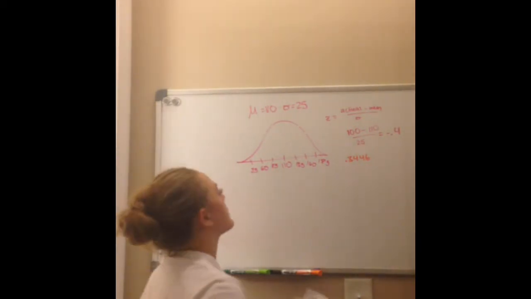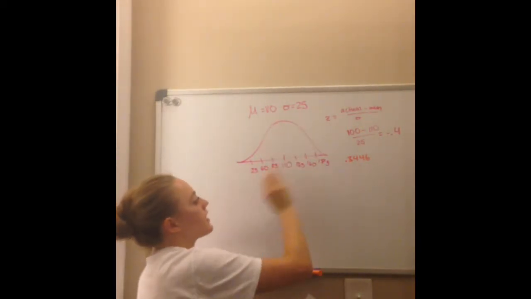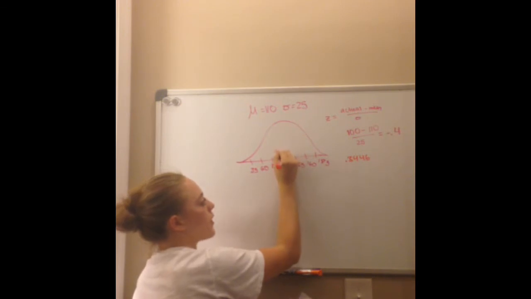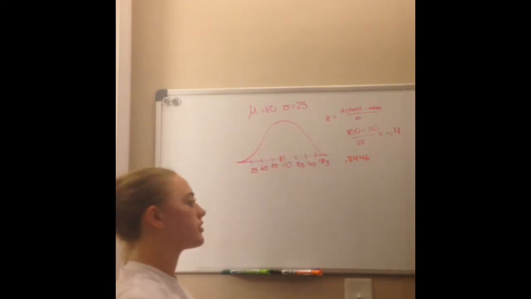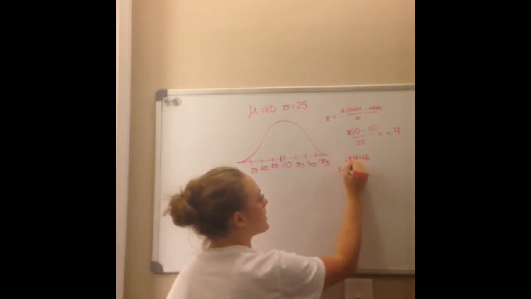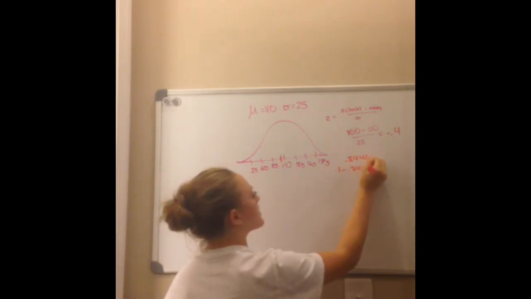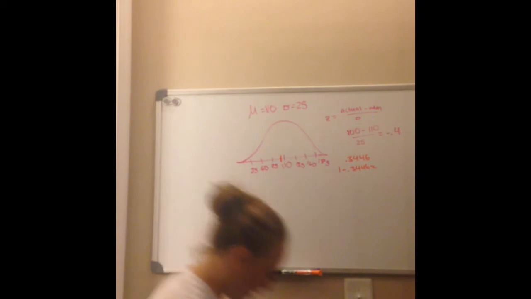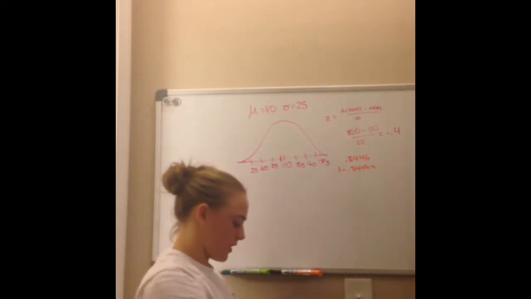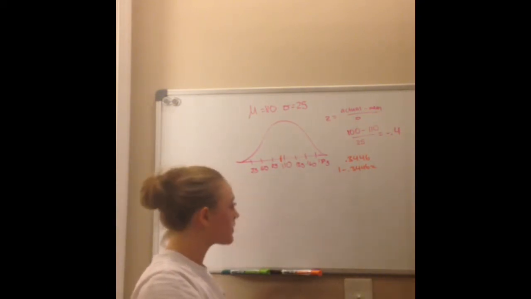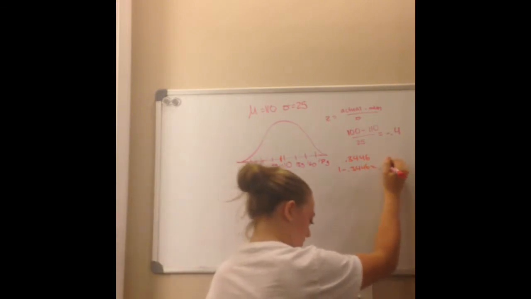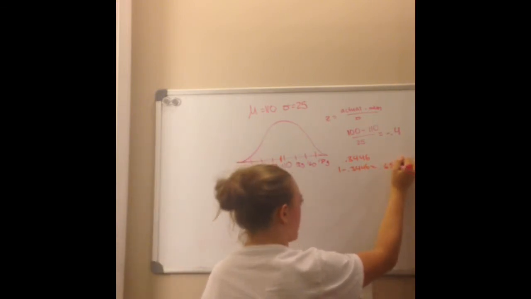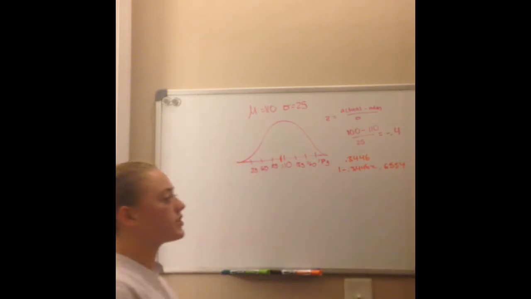Table A tells us the probability on the left-hand side of that number. So here's about 100. So we know this side, but that doesn't tell us what's above 100. So we need to take 1 minus this area to get the whole other right side. Plug that into your calculator, and you get 0.6554. We need to change that into percent.